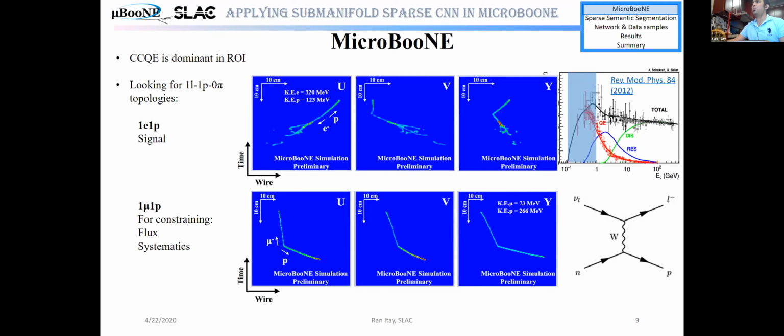And then we have 2 types of data sets. One is our expected signal, which is 1e1p, and this is the same example as I showed before. This is what we're looking for. And then the second sample we collect is the 1mu1p, and that's for constraining the flux and the systematics. You can see a 1mu1p has two distinct showers, two clear showers, which you can distinguish between using the dQ/dx. Right, so those are the samples we are collecting.